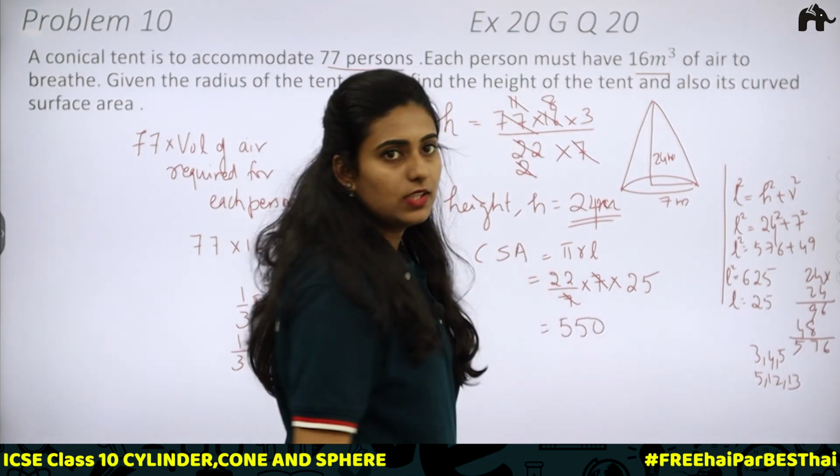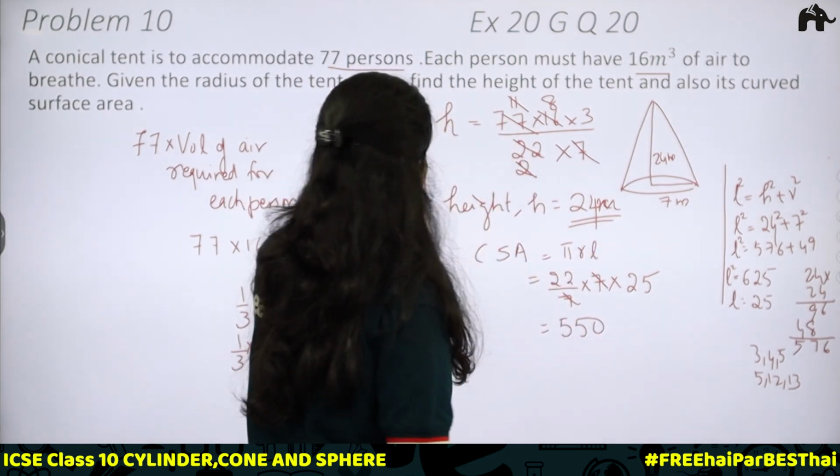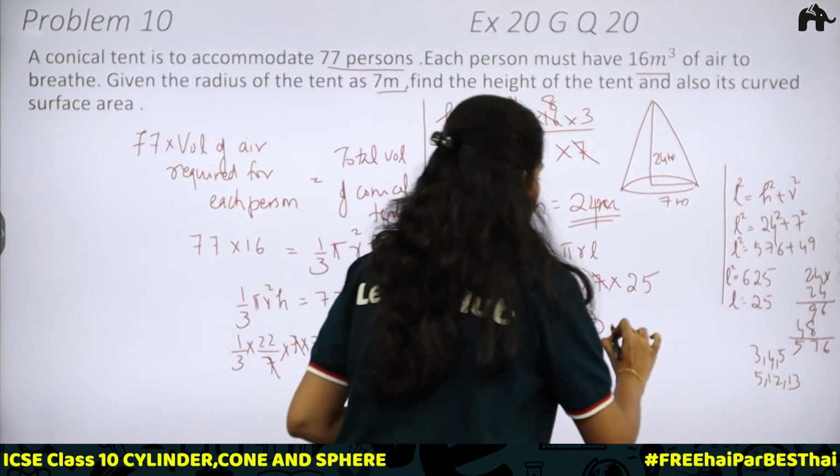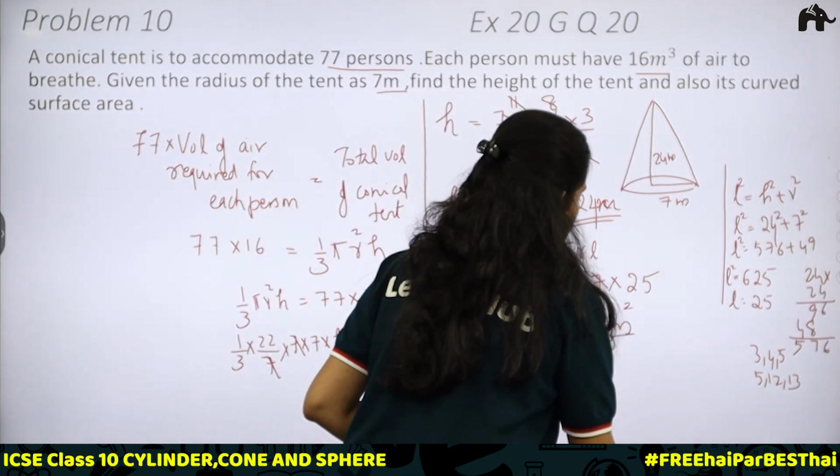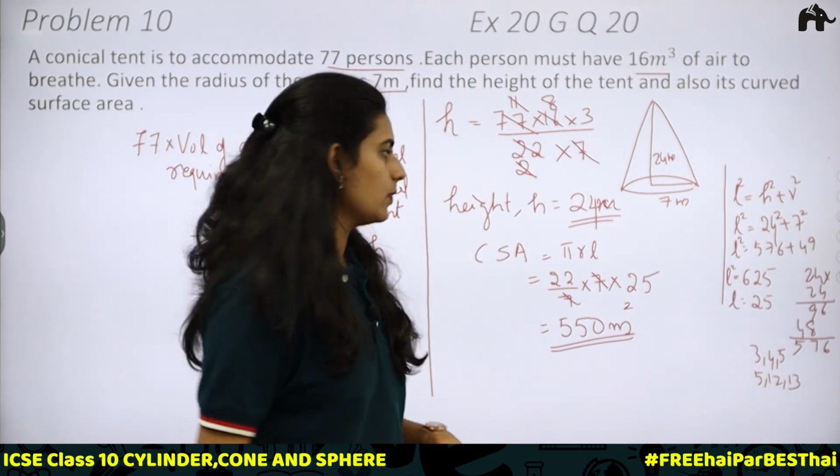What is the unit? Here all the measures are given in meters. Therefore, the unit should be meter square. Curved surface area unit is meter square.